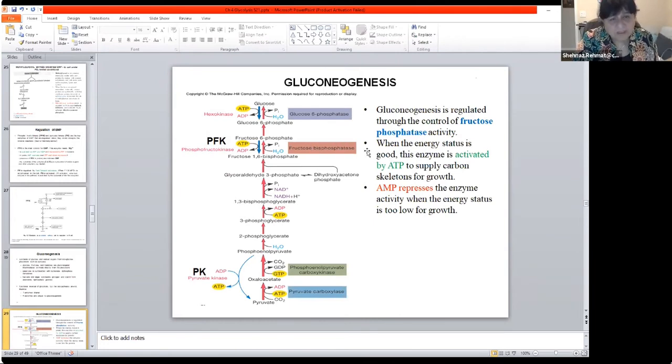If the cell has enough energy, this enzyme will be activated by ATP, and then your supply of carbon skeletons will be created for growth. And ATP and AMP, of course, are very important in knowing the energy status. So if AMP is present, then it represses the enzyme activity when the energy status is too low for growth. So it won't allow growth or storage of these glucose polymers later. So this enzyme is activated by ATP and it is repressed by AMP. Does that make sense to you?